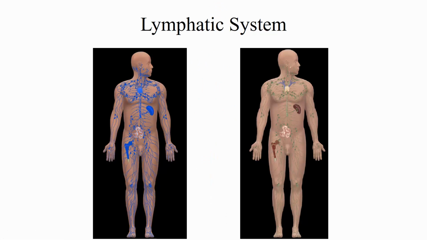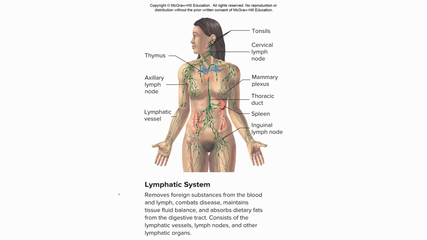The lymphatic system, again from APR here, the lymphatic system, you know what that does. That's going to be responsible for the immune system. There's actually quite a few functions. It's going to help remove bacteria, things like that, from the blood and from lymph. It's going to help us combat disease. It's going to help us maintain tissue balance. And a key function too in digestion is it helps absorb fat. It's going to be the lymphatic vessels, lymph nodes, and some other lymphatic organs.